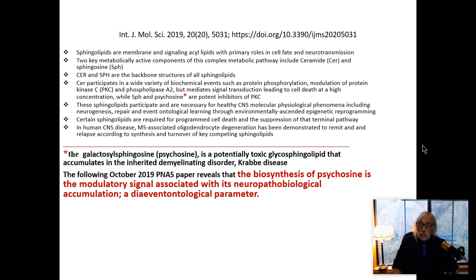And the primary roles in cell fate and neurotransmission. There are two key metabolically active components of that complex pathway. And it is a very complex pathway, but don't worry, we're going to be able to disambiguate it. And those two important lipids we want to talk about are ceramide versus sphingosine. Now, they're very closely related structurally, but they have quite divergent biological roles. Not necessarily contradictory, but contrary roles in biological aspects. They have different receptors, for example.